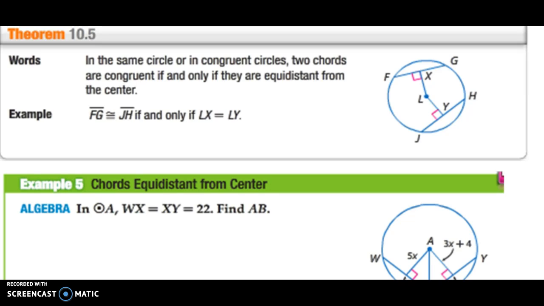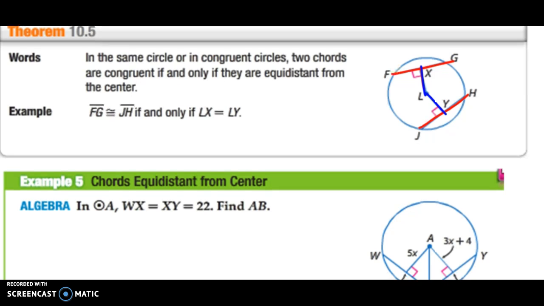The next theorem we're going to talk about is theorem 10.5. It says in the same circle or in a congruent circle, two chords are congruent if and only if they are equidistant from the center. Which means, okay, if these two are congruent, then this length, XL and LY, have to be the same as well. It has to be the same distance from the center, okay?